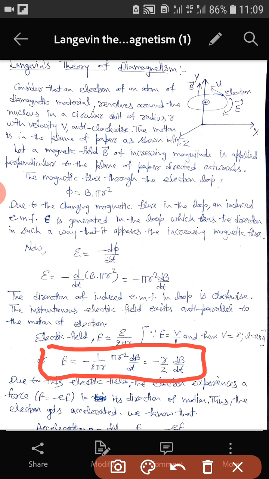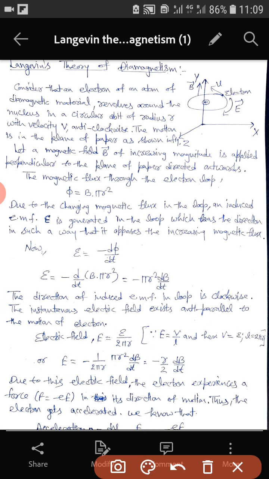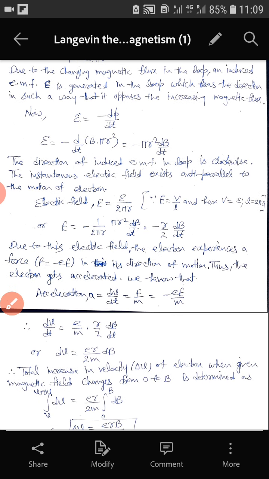Due to this electric field, the electron experiences a force, F equal to minus e into capital E as per the Lorentz electric force, in its direction of motion, thus the electron gets accelerated. Due to this force acting on the electron, the electron will feel a force and get accelerated. This acceleration is given by a equal to dv by dt, which is force per unit mass, where force is minus e into capital E by m.